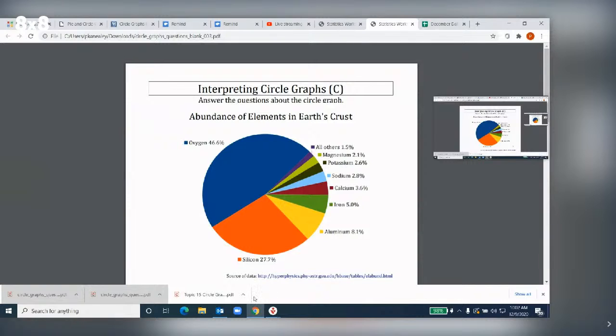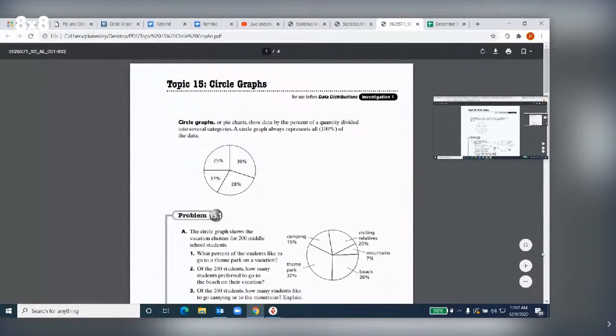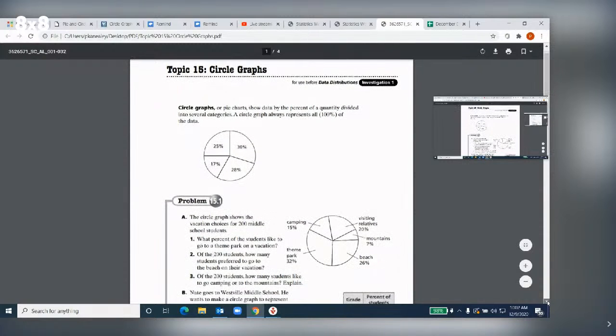So let's go. This one has some questions, so we can look at this one and answer these questions together. Okay. So this one says a circle graph or pie chart is used to represent data of a quantity divided into several categories. The circle graph always represents 100% of the data. So you can see right here, all four of these numbers would equal 100%. Okay. So let's look at this graph right here, and there are some questions to go with it.